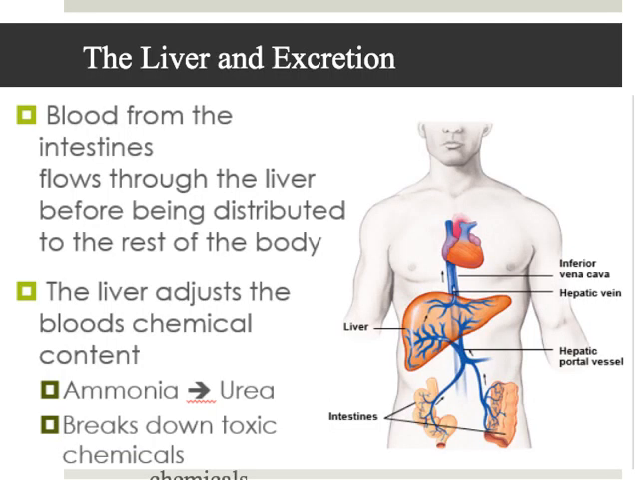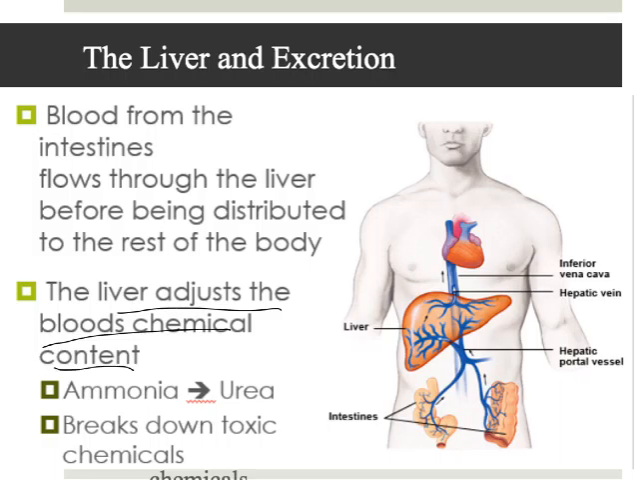Okay, so the next little mini topic I want to discuss is the role of the liver in excretion. Now, if you remember, after nutrients are absorbed by the small intestine, those nutrients are put into the blood and they're sent immediately to the liver. So the liver's job in the excretory system is that it basically almost processes the blood. As the blood brings the nutrients to the liver, it adjusts the blood chemical content.